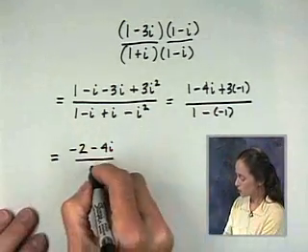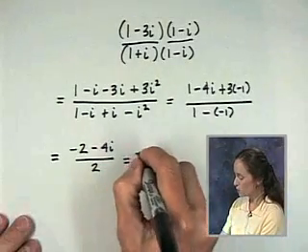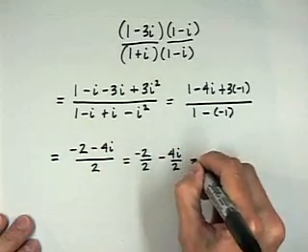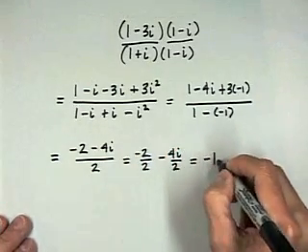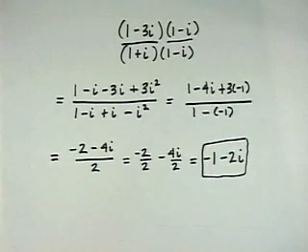Underneath, the result is 2. To get standard form, I'm going to put the 2 underneath each piece of the numerator and simplify the fractions to negative 1 minus 2i. This is the answer to the division problem in standard form.